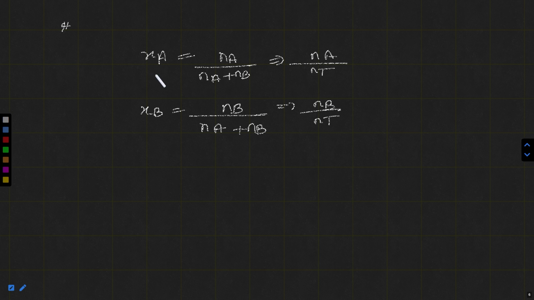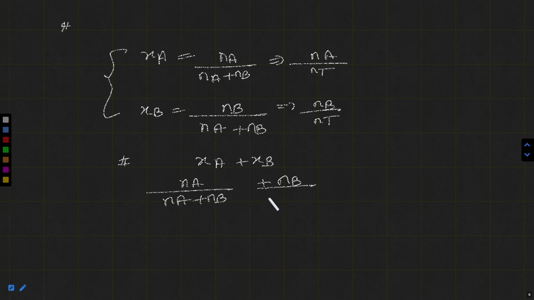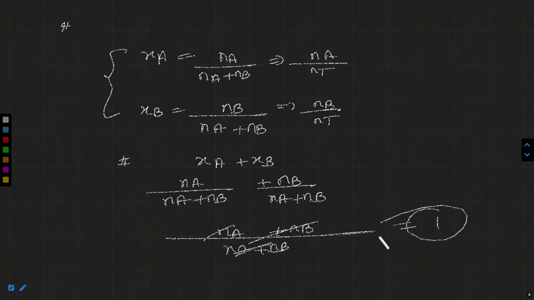Suppose you are adding these Xa plus Xb, the mole fractions. Like percentage will be 100 always, fraction will be 1 always. So Xa will be Na divided by Na plus Nb, plus Nb divided by Na plus Nb. If you take the LCM, it comes out to be Na plus Nb, and here you can write Na and here you can write Nb, and it will cancel and you will get 1.